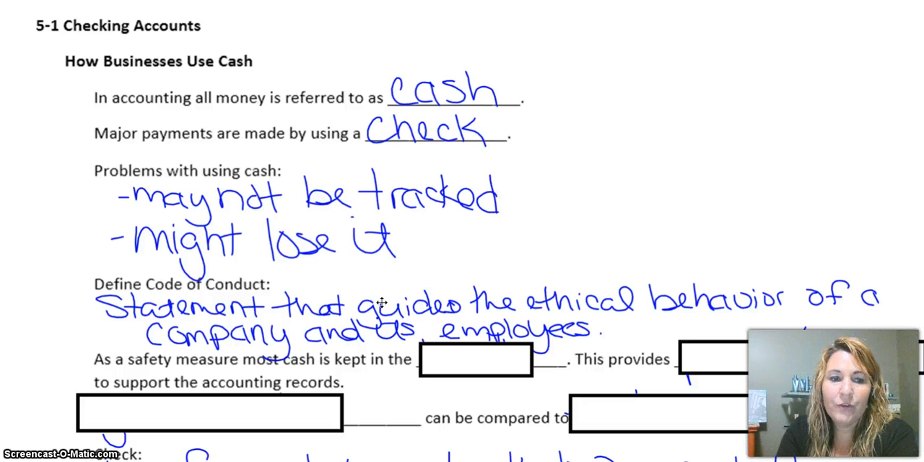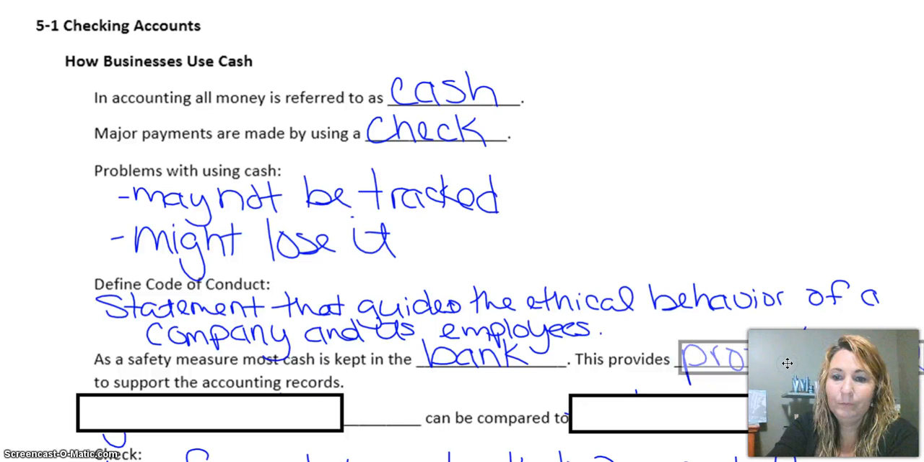Okay, so back to your notes. As a safety measure, most cash is kept where? Well, it's kept in the bank. That's the safest place for it. This is going to provide proof or evidence to support accounting records. Because we keep it in the bank, we're always writing a check. That is going to give us our proof or evidence.